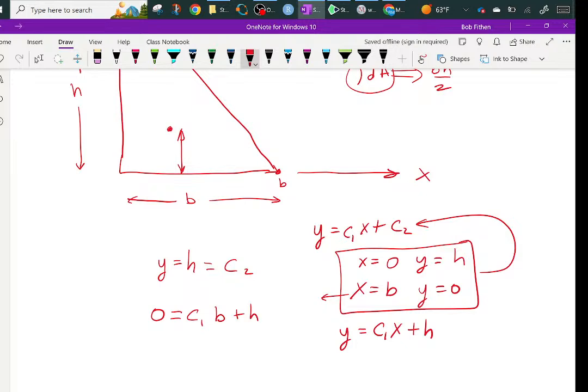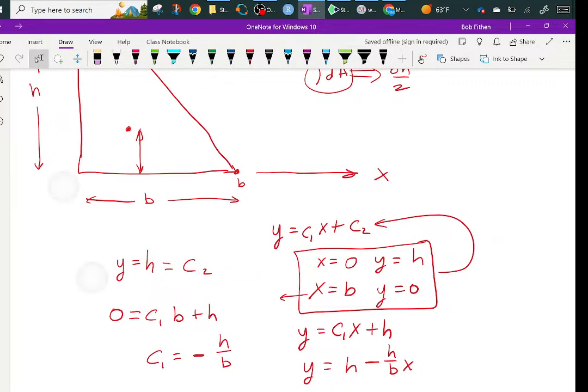So you're like, oh, okay, so I can move the h over. C1 is equal to minus h divided by b. So I get my equation. H, I'm going to put this one in front. That's h over b x.